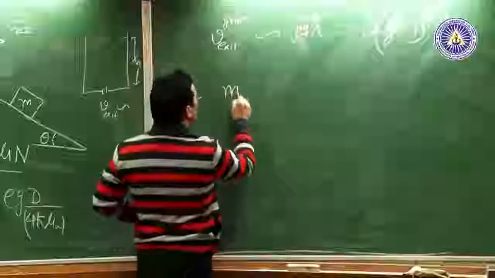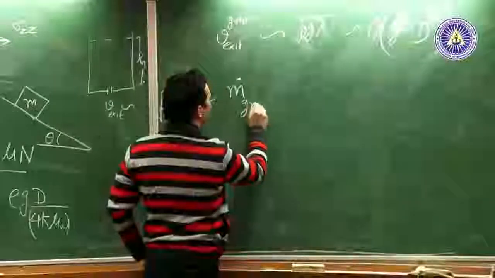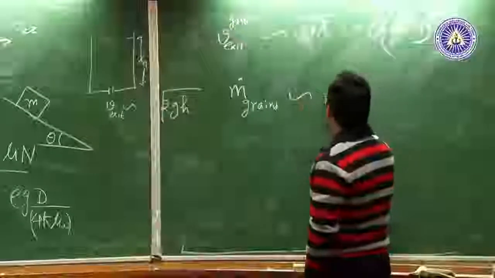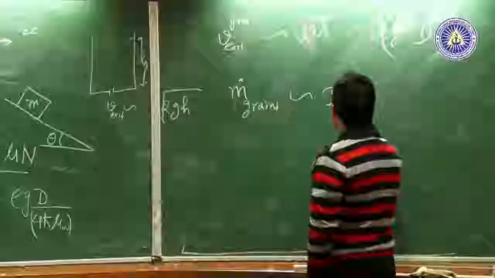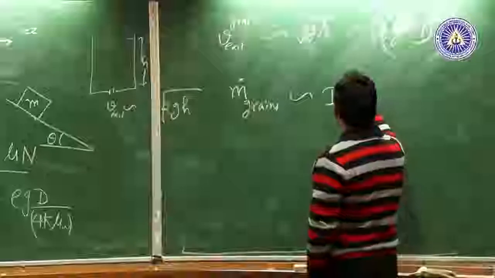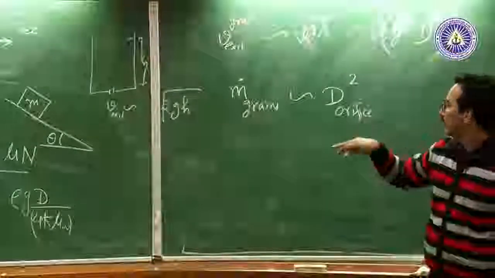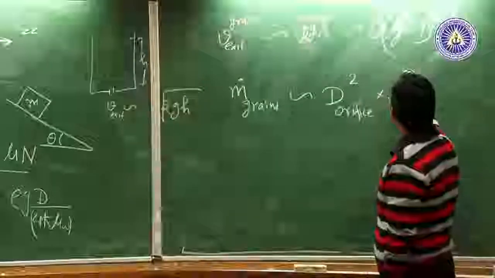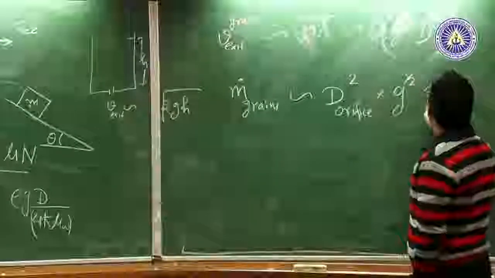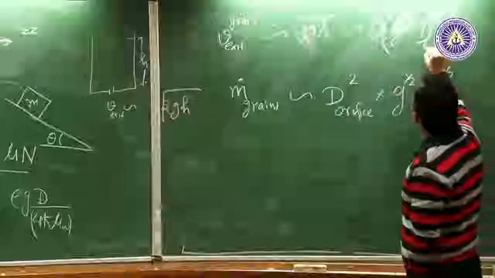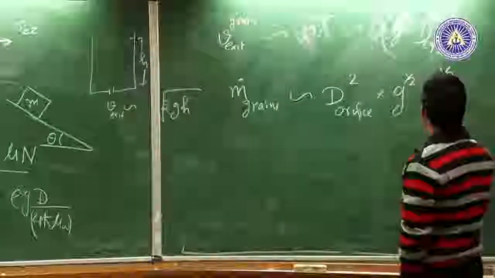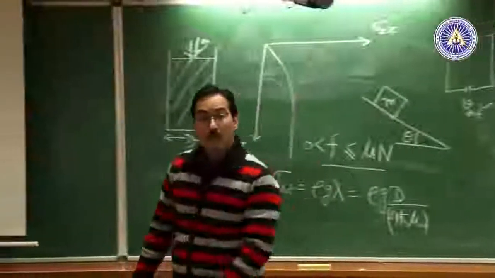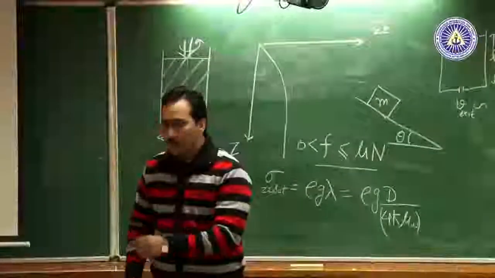So if you want to think in terms of the mass flow rate, that will go as area, which is your d orifice squared, I am scooping the term pi d square by 4, multiplied by this term, which basically gives you g raised to power half, and d raised to power half, where d here is of the cylinder. Everybody with me? So why would d cylinder be important? That is what I am coming to.